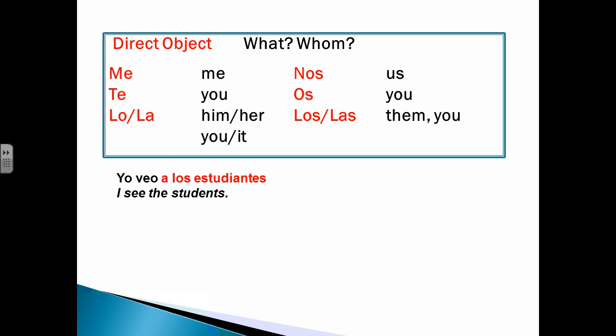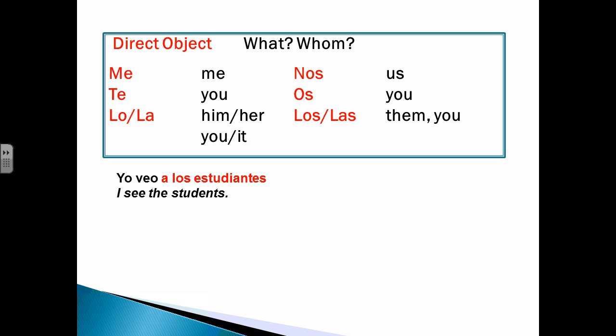And then we have some examples. Yo veo a los estudiantes. So I see the students. So we're going to replace the students with the direct object pronoun, just to review. So when you're reading this, it's yo veo, which is I see, right? After you read the subject and the verb, it's I see what. There's not a what here. Whom do I see? A los estudiantes. So a los estudiantes is the direct object.